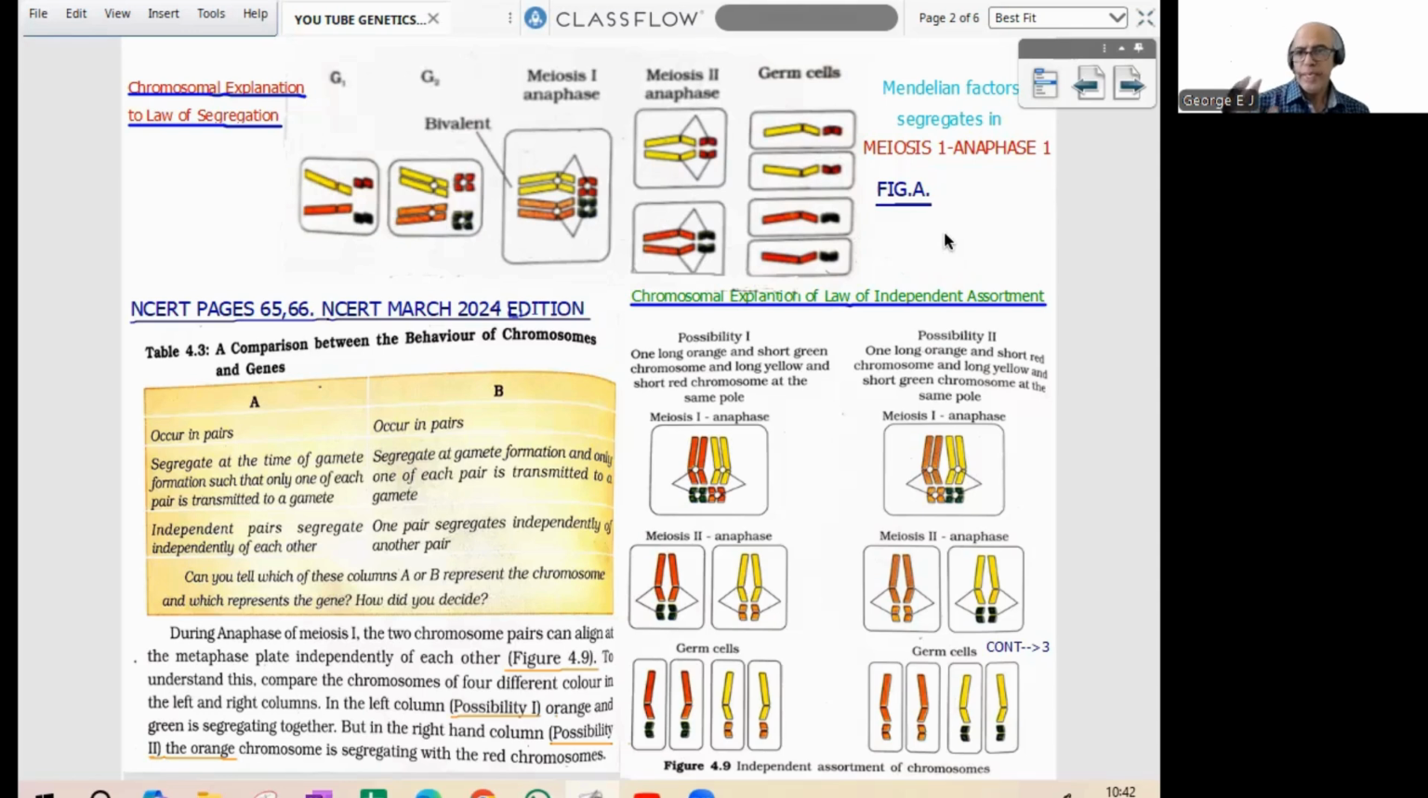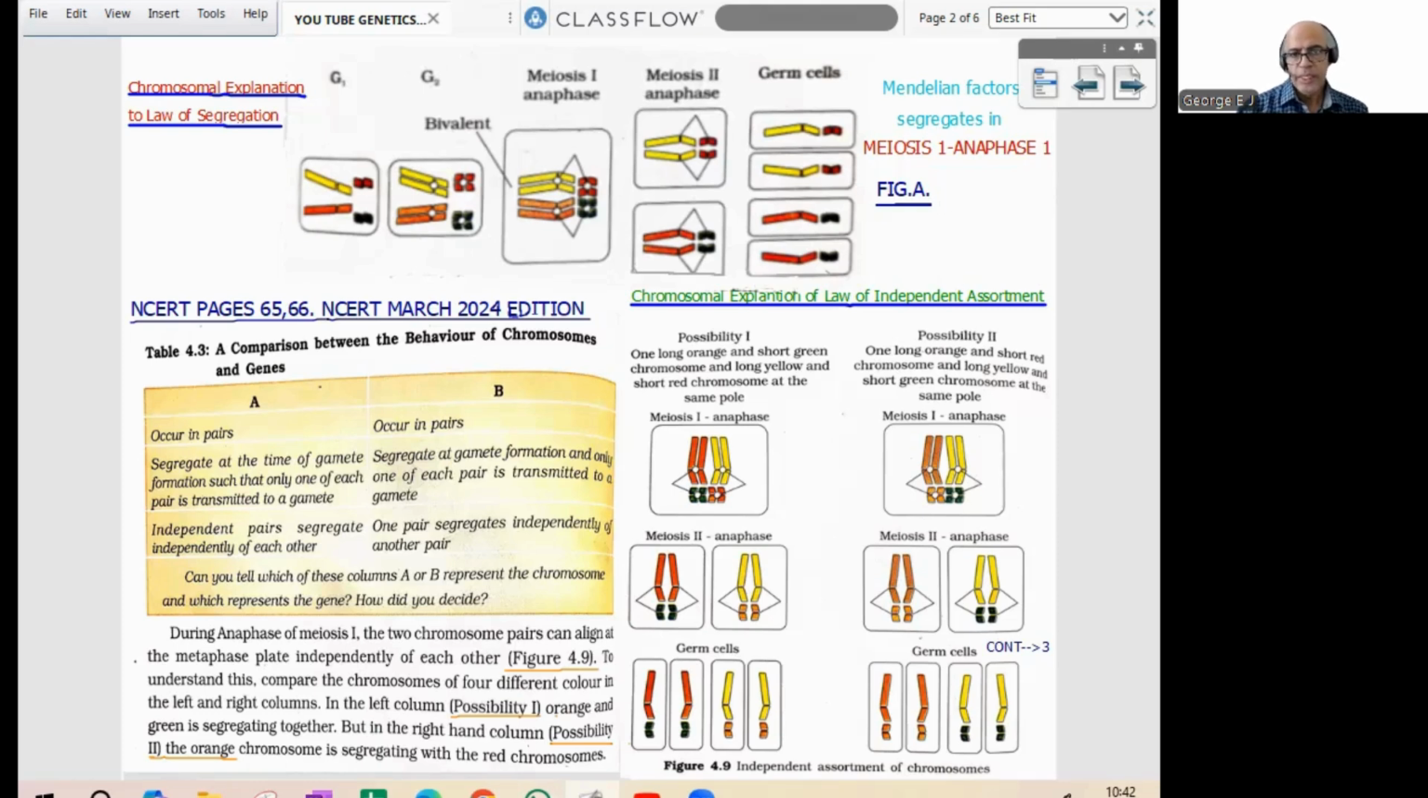So remember, Mendelian factors segregate in meiosis 1 of anaphase 1. When we observe the diagram, we may be confused, but nothing is there. From the start, whichever combination is available is in the gamete also. Nothing more. It is a simple diagram when we analyze it in this manner.